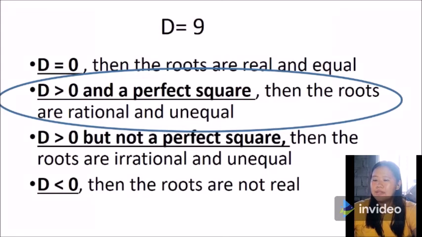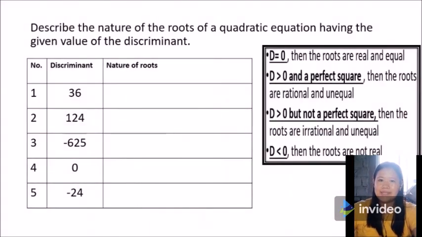So, let's have these exercises. So, let's try this. Describe the nature of the roots of a quadratic equation having the given value of the discriminant. So, may discriminant na siya dito. Hindi na natin isosolve. Titingnan lang natin yung kanyang nature of roots. So, nandito yung ating bases. Dito na sa gilid. So, number 1, 36.